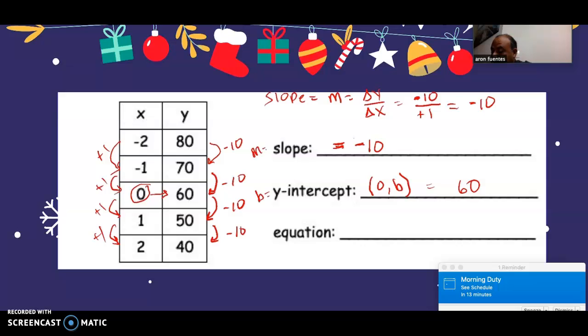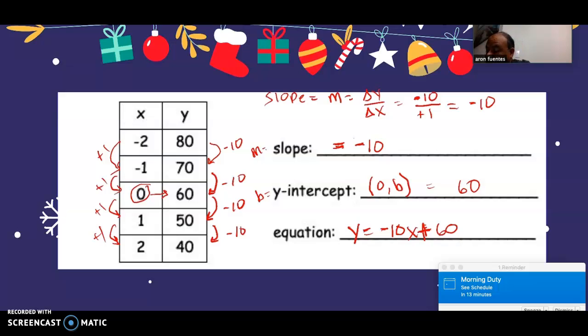Now that we have the value for m and the value for b, we have to come back and put it into our equation in the form of y equals mx plus b. y is equal to m, which we determined was negative 10, x, and b is a positive 60, plus 60. Okay, now we can check that and make sure that it is correct.